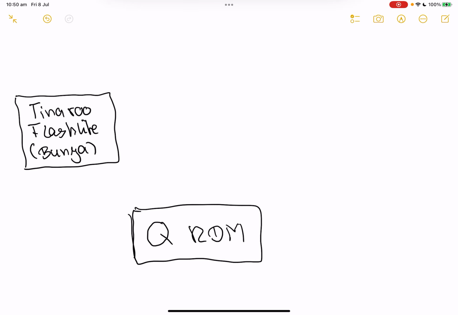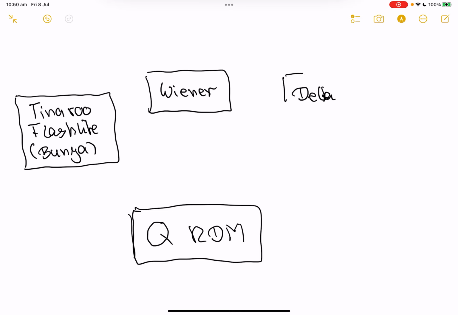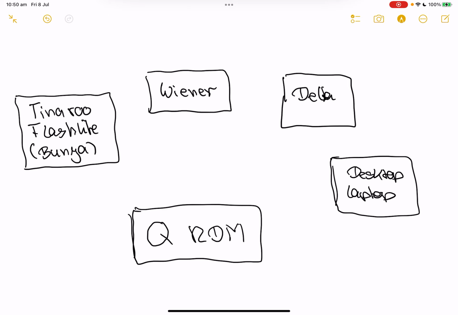We do have the Vina cluster, which can access UQ RDMs as well. We do have Delta cluster, and then we've got your general, your desktop or a laptop that sits on your desk or you've got at home. So these are the kind of 1, 2, 3, 4 major access points for a Q RDM.